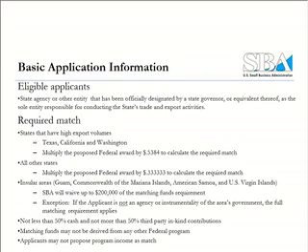For these states, the required match is calculated by multiplying the proposed federal award amount by the number decimal point 5384 as provided in the program announcement. All other states must multiply their proposed federal award amount by decimal point 333333 as provided in the program announcement.